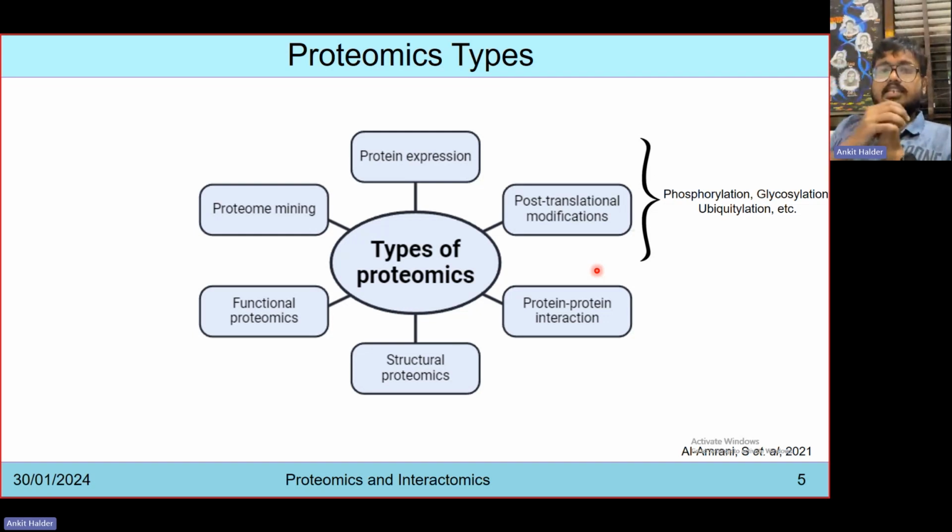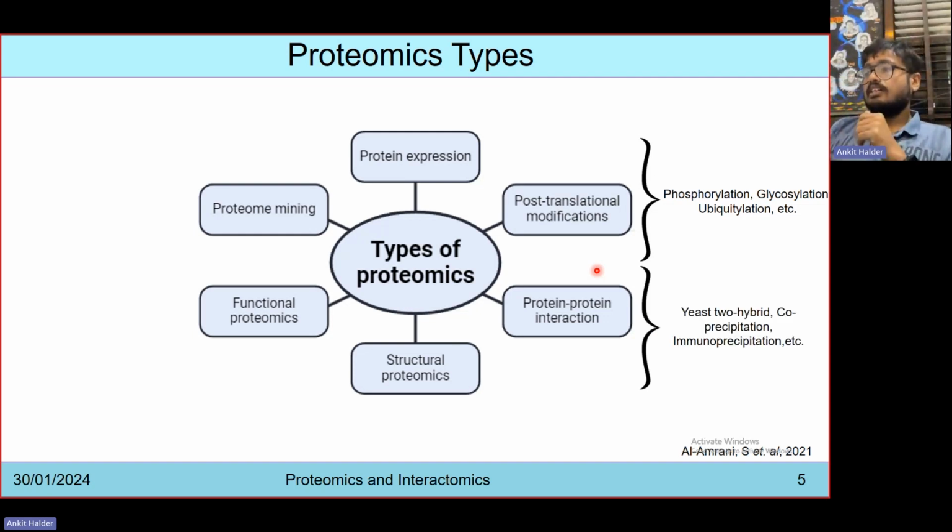So once we have identified proteins, we again need to understand the way the proteins are interacting. That is what we will look at to some extent today: how we can study those interactions.